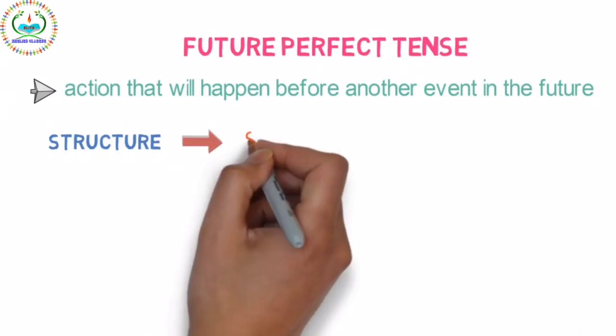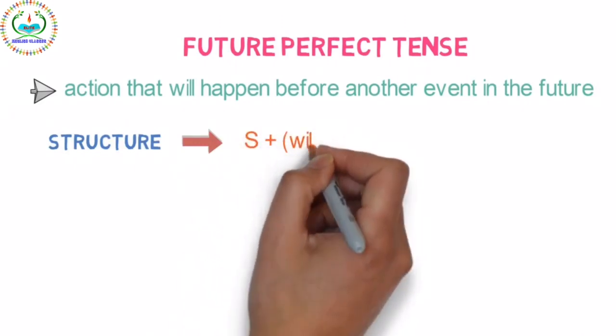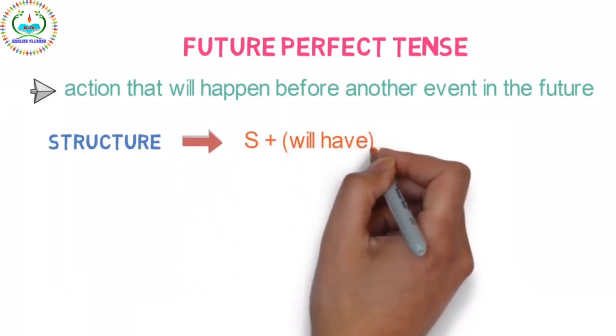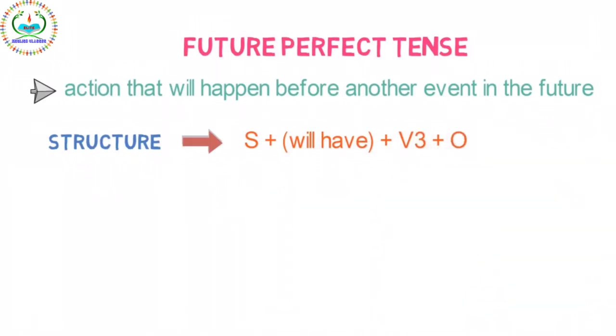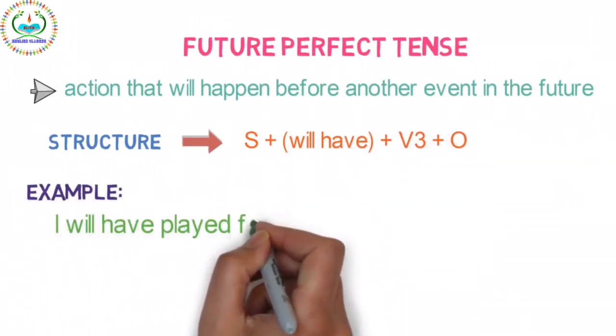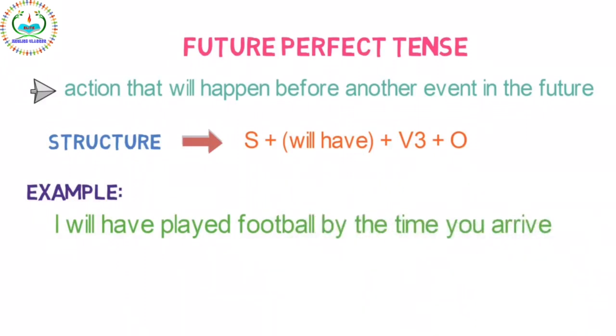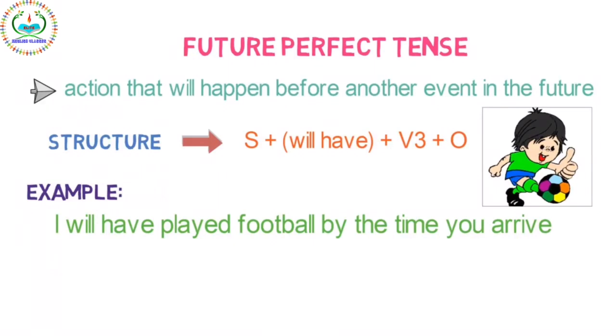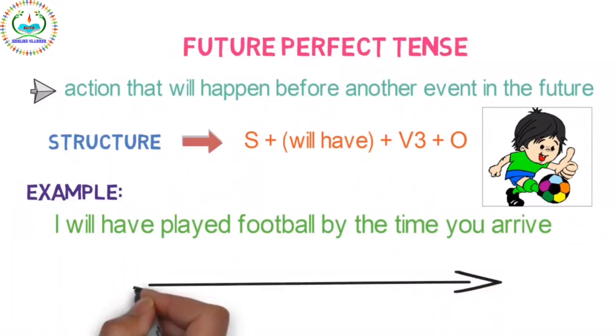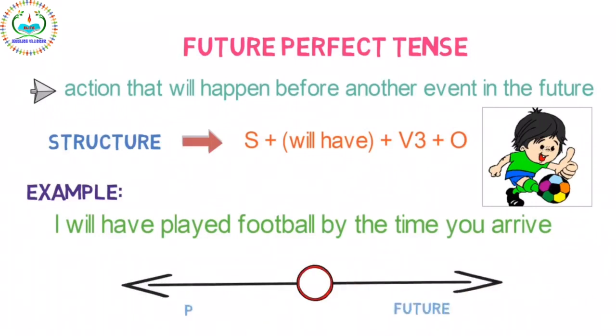Structure of it is subject plus will have plus verb's third form plus object. For example, I will have played football by the time you arrive. So, my action of playing will be already completed before the action of your arriving. In the timeline, it will look like this.